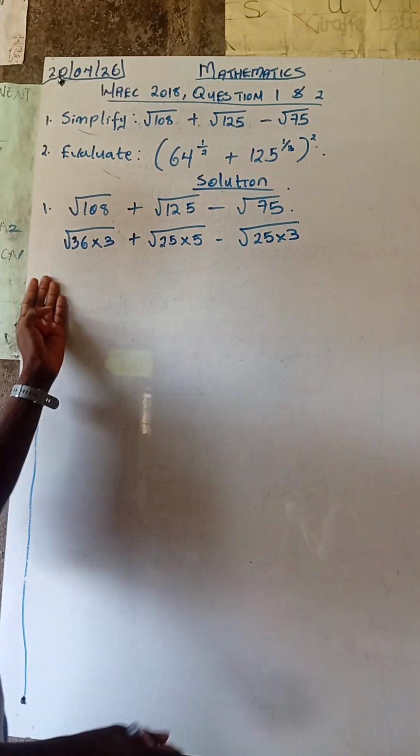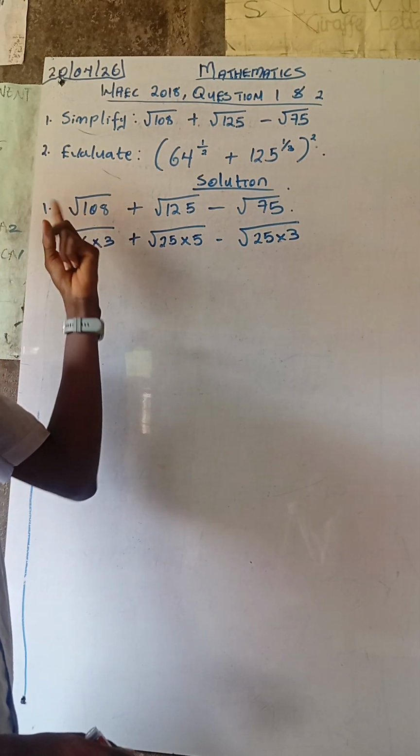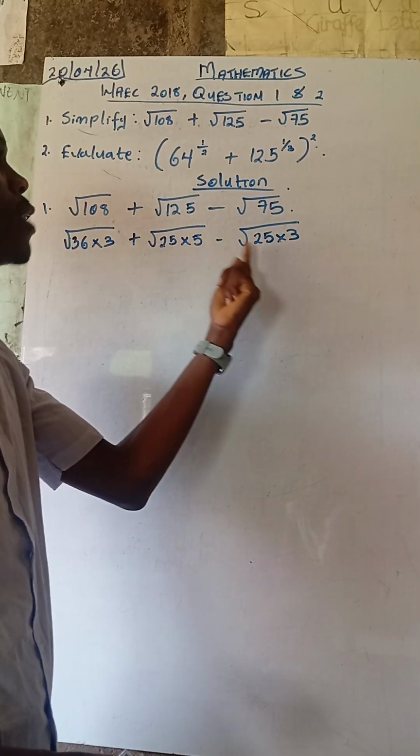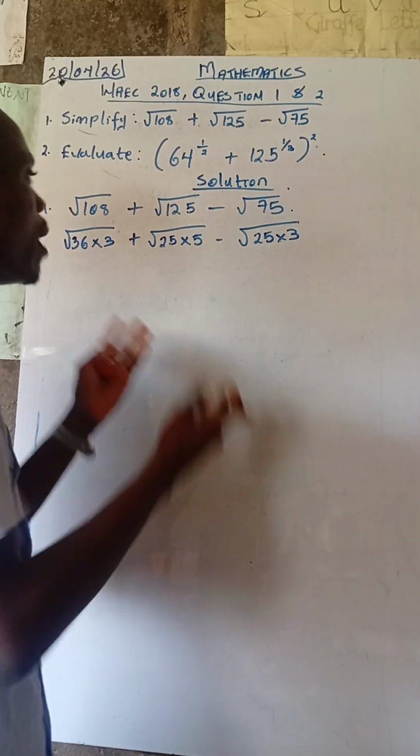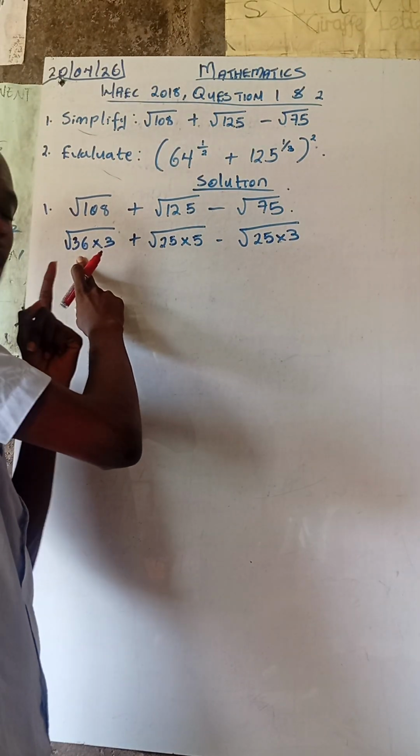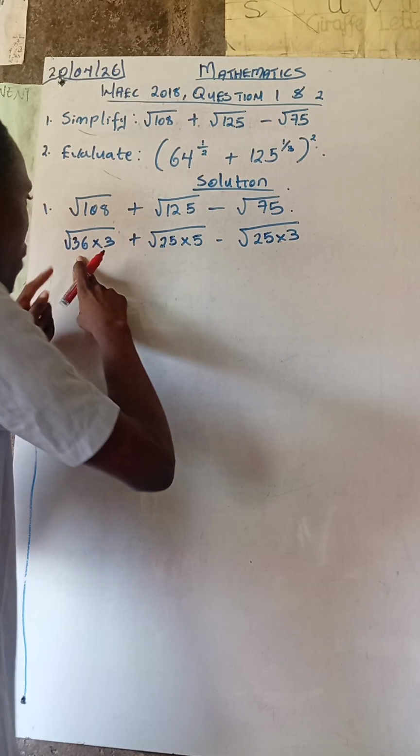Hope you can see all this. Now if you multiply them, you will get the initial values. 36 times 3 will give us 108, 25 times 5 will give us 125, 25 times 3 will give us 75. Now what is the purpose of this? Root 36 is a perfect square. And what is the square root of 36? That is 6. 6 times 6 will give us 36. That is the perfect square.